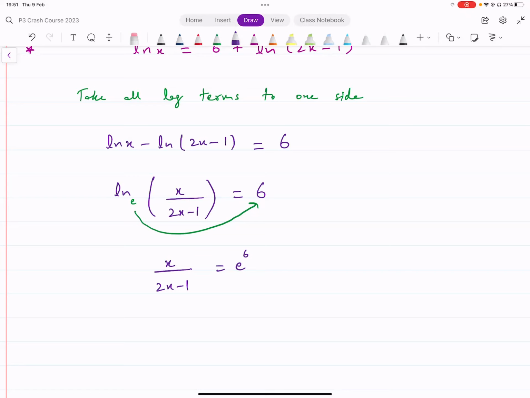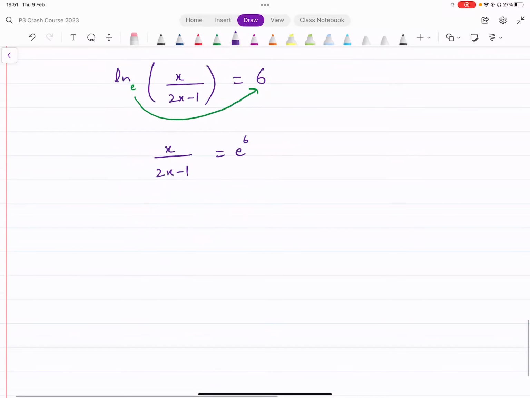Okay, so now the log term is gone. Now you can just solve this equation. It's actually a linear equation. If you take 2x minus 1 to the right side, it becomes 2e raised to power x times x, 2e raised to power 6 times x minus e raised to power 6.